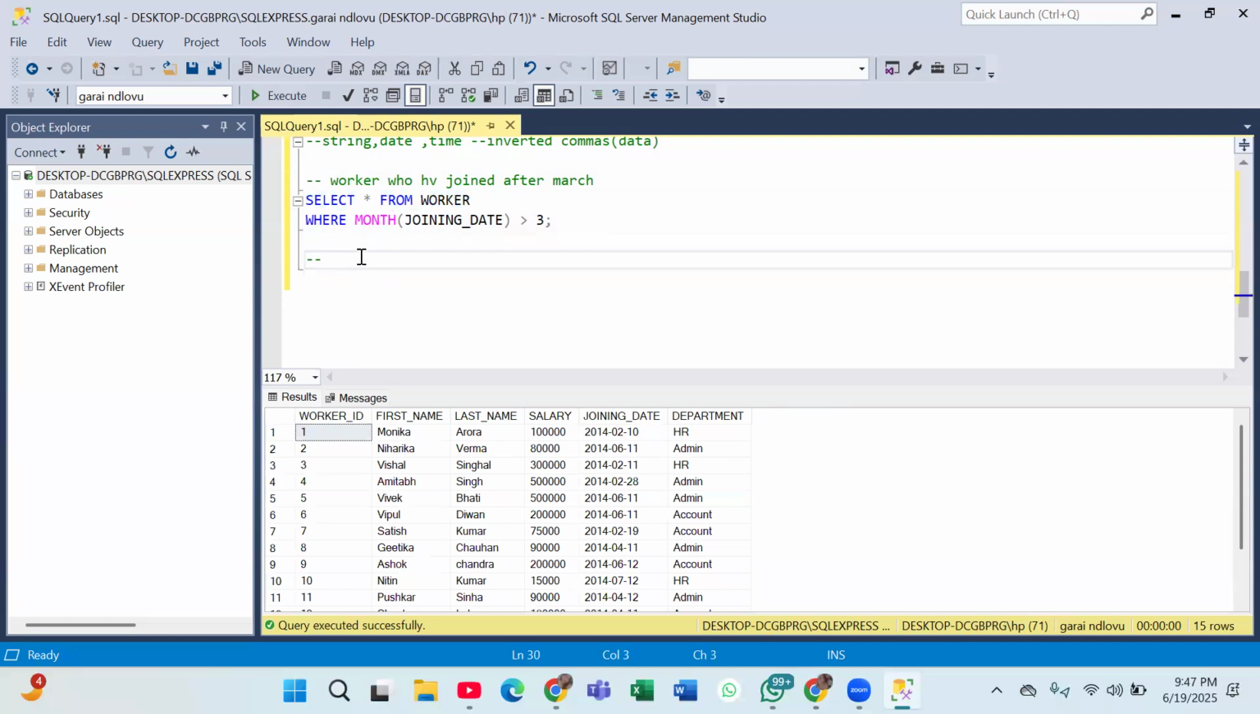Okay. Listen carefully. I want to have those workers who belong to HR department as well as joined after March. Did you get my question, everyone? Is my question clear with everyone now? Try it out.